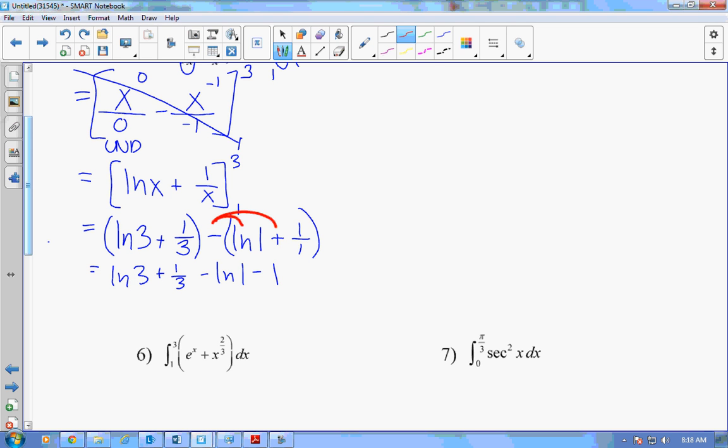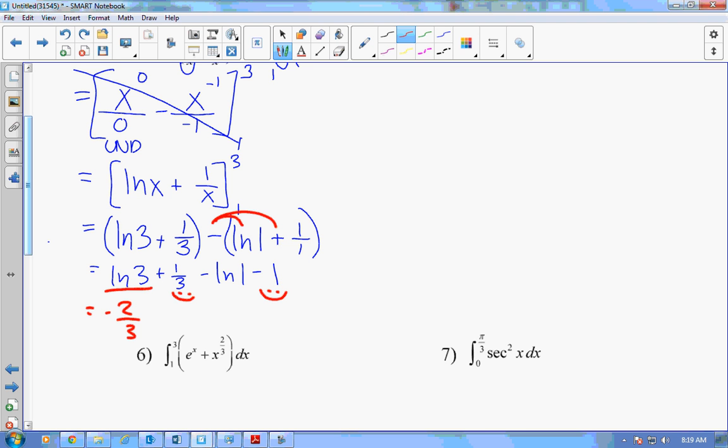We have some like terms. 1/3 minus 1, or maybe you can think about it as negative 1 plus 1/3. Joanna, what's negative 1 plus 1/3? Okay, so we start at negative 1. You're warm. Negative 2/3, yep.